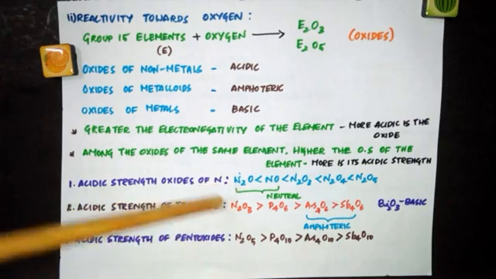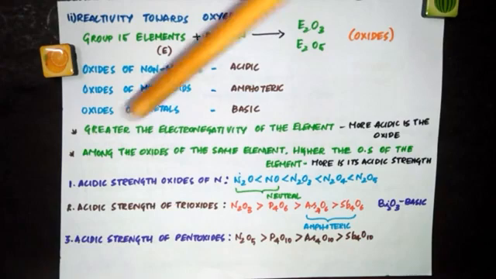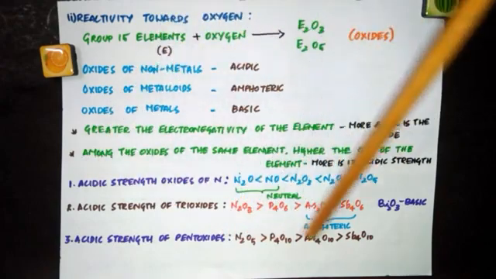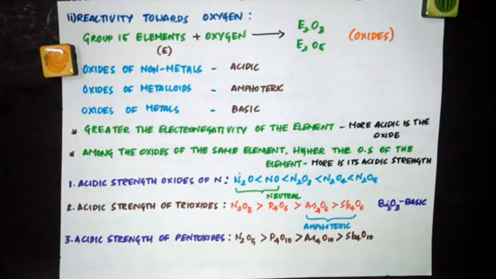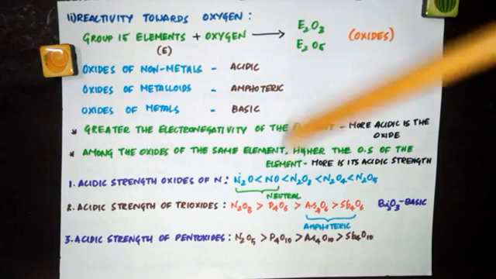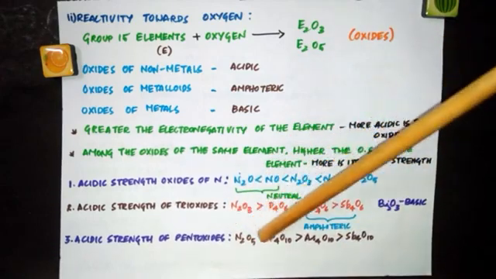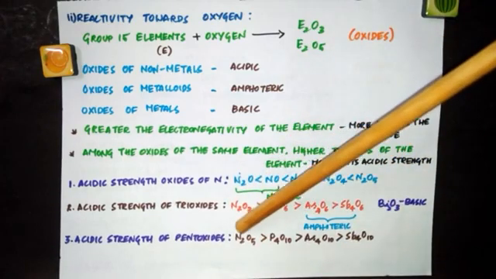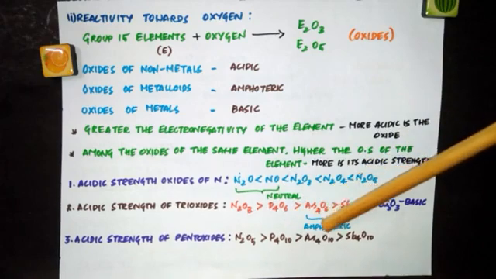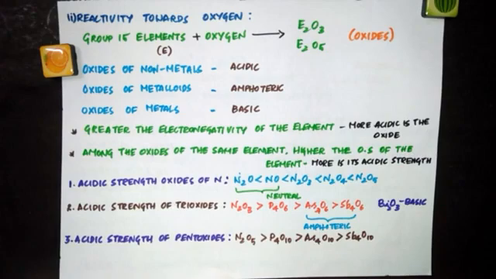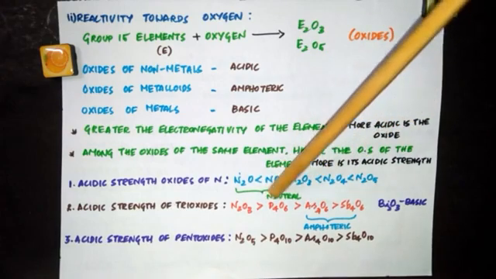And finally, acidic strength of pentoxides. Just like how we arranged the acidic strength of trioxides, we can do with pentoxides also, following the same point. What is that? Greater the electronegativity of the element, more acidic is the oxide. So the same order is followed. N2O5 has more acid strength than P4O10, and then comes As4O10, and finally Sb4O10.